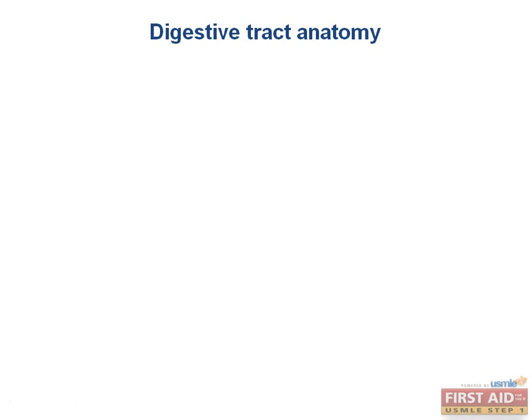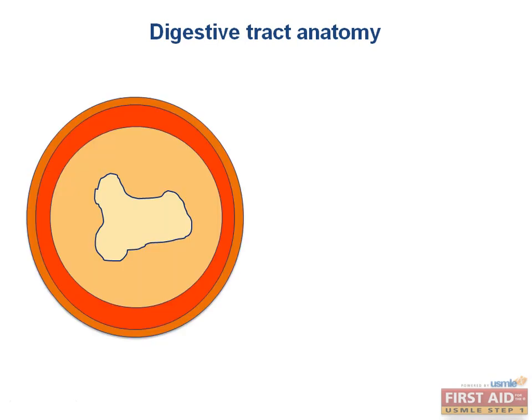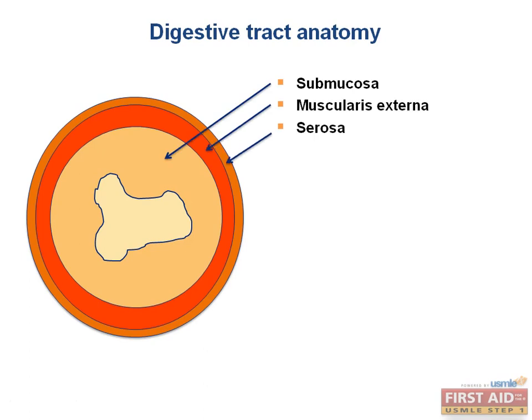Let's now go over some of the digestive tract anatomy. There are three main layers of the gut wall: the submucosa, the muscularis externa, and the serosa. What's the innermost layer? Well, it's the mucosa. This contains the epithelial layer, which is for nutrient uptake into the lumen, and surrounding this is the lamina propria, which provides support, as well as the muscularis mucosa, which contributes to motility.